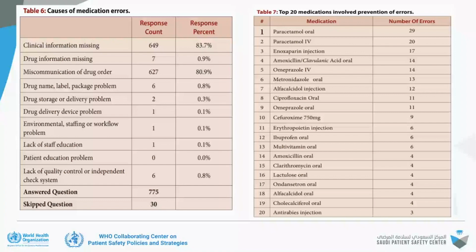Now, what are the top 20 medications involved in the medication error? We found paracetamol oral or IV had a high percentage, and enoxaparin. Now you need to determine whether we have a problem with the dispensing or prescribing of this medication, discuss in the committee, identify what solution we can set up, and put it down in practice to prevent any medication error from those medications.